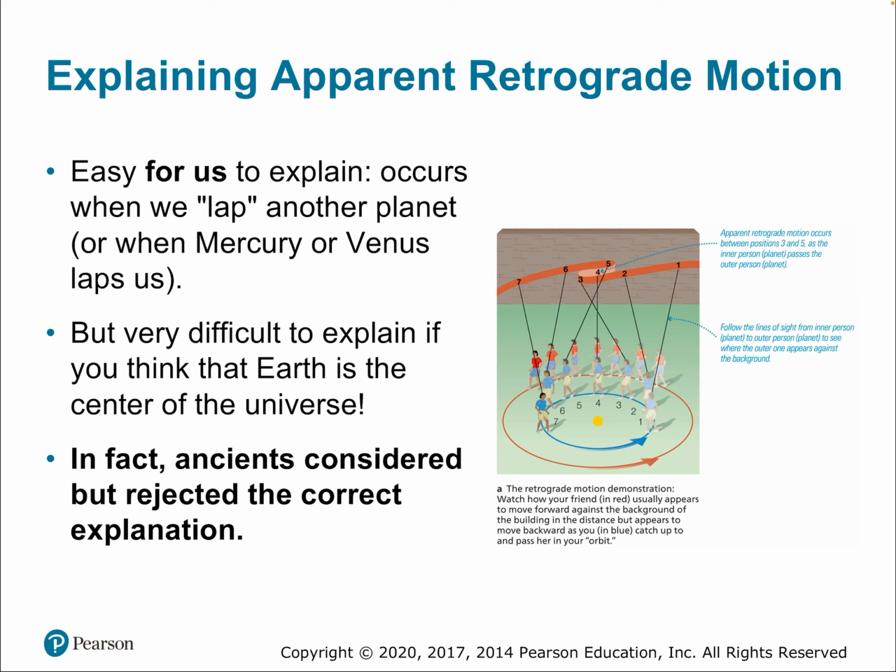So it's easy for us to explain because it occurs when we lap another planet, okay? Or in the case of Mercury or Venus, when they lap us. But it's very difficult to explain if you think that Earth is the center of the universe, okay? If everything orbits Earth, then there's really almost no explanation for this.